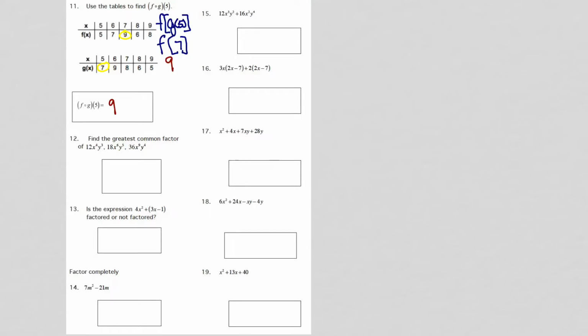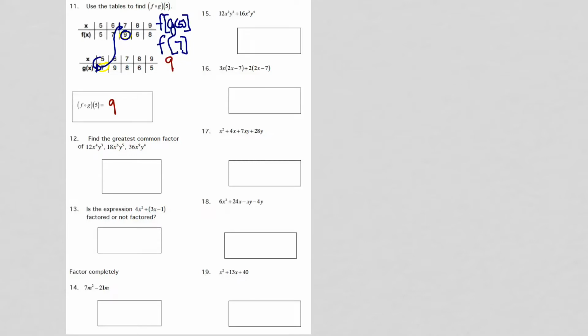Let's just retrace what we did here. We want to start with 5, apply g, and then apply f. So we start with 5, and we apply g. That gives us a 7. And then we take the 7 and apply f, and that brings us down to a 9.